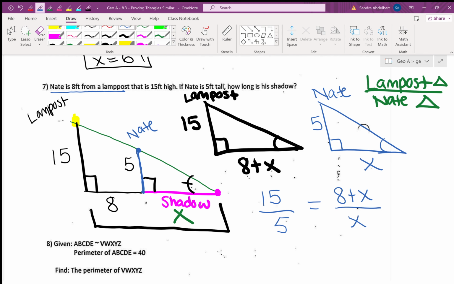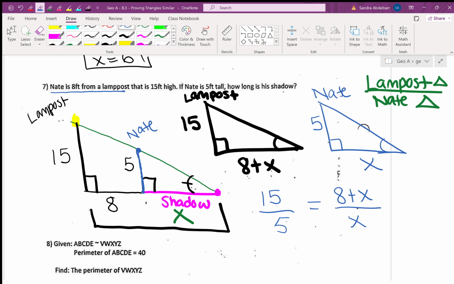Max? Why is it the big triangle over the little triangle? You could have done little triangle over big triangle. It's whatever you wanted. They just said lamppost over Nate, so it doesn't matter as long as you stay consistent once you decide. Any other questions for me?